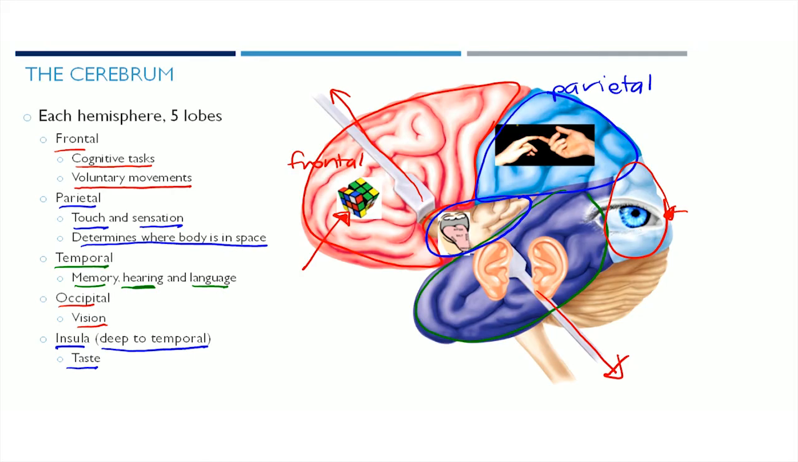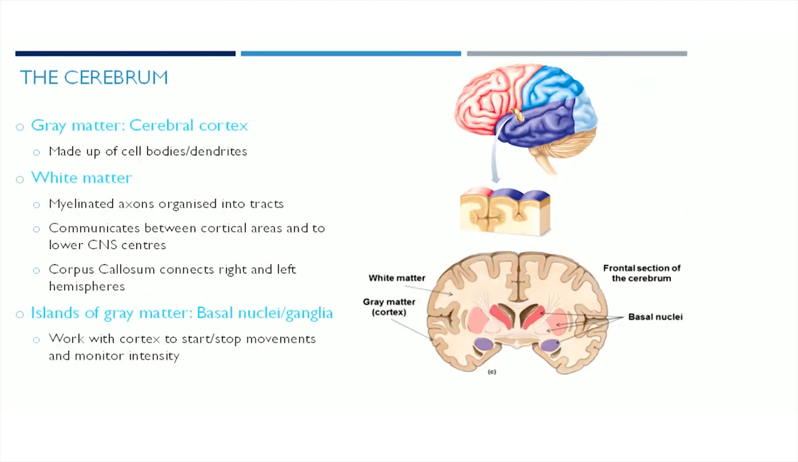So we're going to look at each of these in a bit more detail in our next video, but I just want to bring your attention to the fact that the cerebrum is not only made up of what's on the outside, but there's also bits on the inside. So the cerebrum is actually made up of grey matter on the outside, in what's called the cerebral cortex, white matter in the middle, and then islands of grey matter more centrally. Let's talk about each of these.